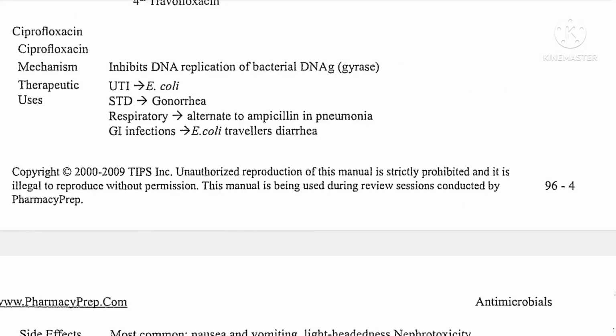Our next topic is ciprofloxacin. Ciprofloxacin belongs to the class of drugs that are DNA synthesis inhibitors. Previously I discussed cell wall synthesis inhibitors and protein synthesis inhibitors. Its mechanism is to inhibit DNA replication by inhibiting bacterial DNA gyrase, and it is used in UTI caused by E. coli. It is also used in sexually transmitted diseases such as gonorrhea.